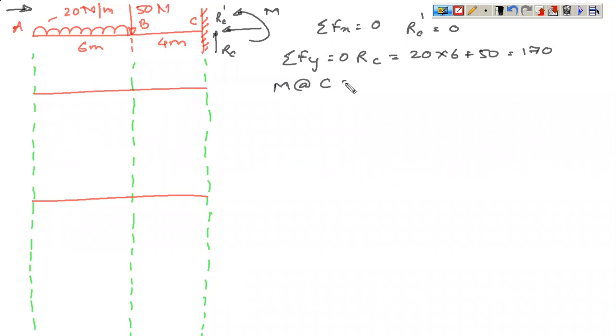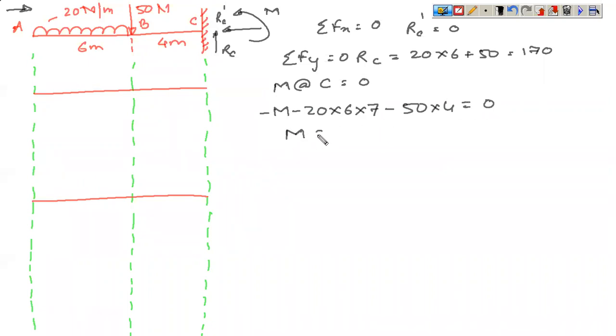Now let us take moment about C and equate it to 0. You have this constant moment moving in the anti-clockwise direction, so this is minus M. Now let us find the moment due to the distributed load. This also acts in the anti-clockwise direction, so this is minus 20 into 6 into 7 meters, since the load's center is 3 meters from here and you are taking moment with respect to point C, so 4 plus 3. Again, minus 50 into 4 is equal to 0.